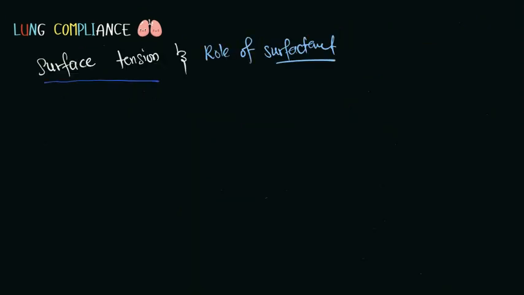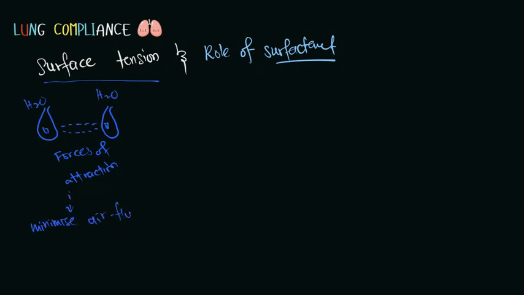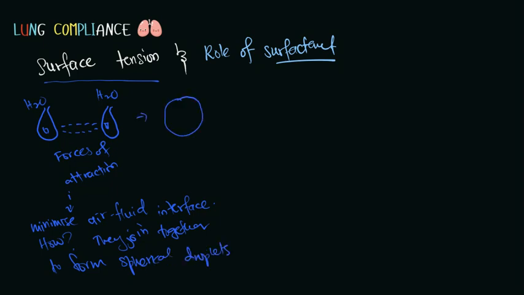Now let's talk about surface tension and the role of surfactant. Surface tension is caused by forces of attraction between water molecules. They do this to minimize the air-fluid interface. How do they achieve this? They join together to form a spherical droplet. At this point, the air-fluid interface is minimum.